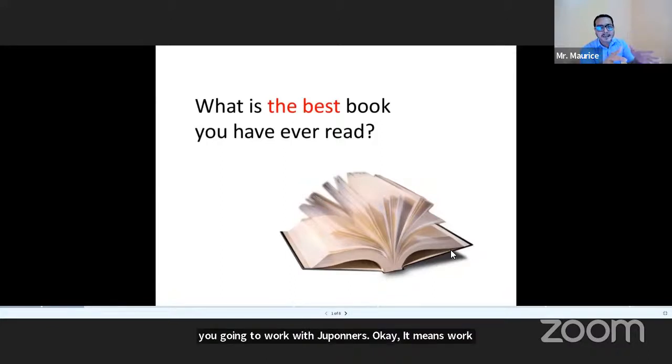So in this example, as you can see, is the combination of the superlative and the present perfect. As you can see, this is a question. What is the best book you have ever read? Well, this is an amazing question using superlative and the present perfect tense. What is the best book you have ever read? So let's see the answer.